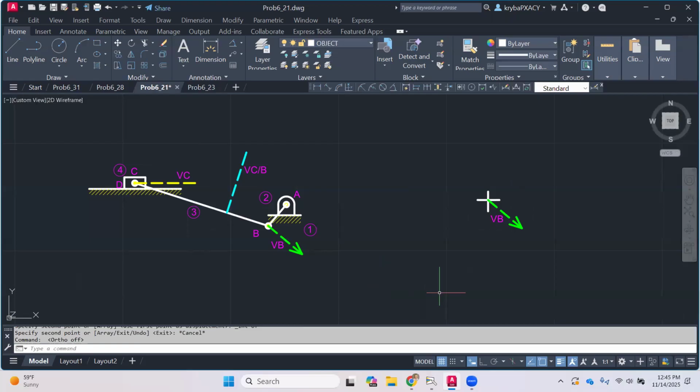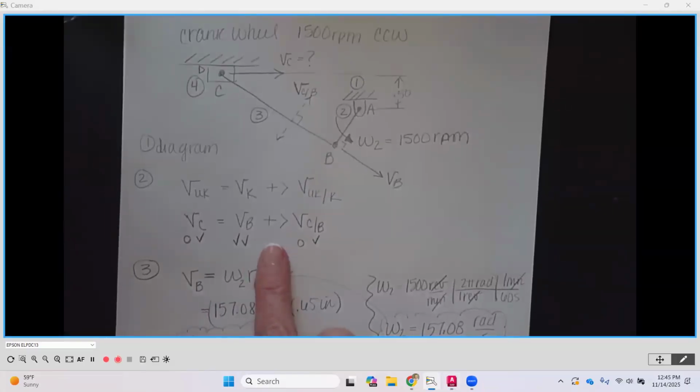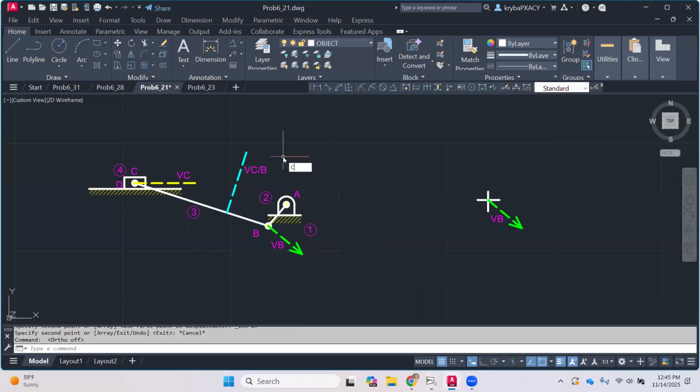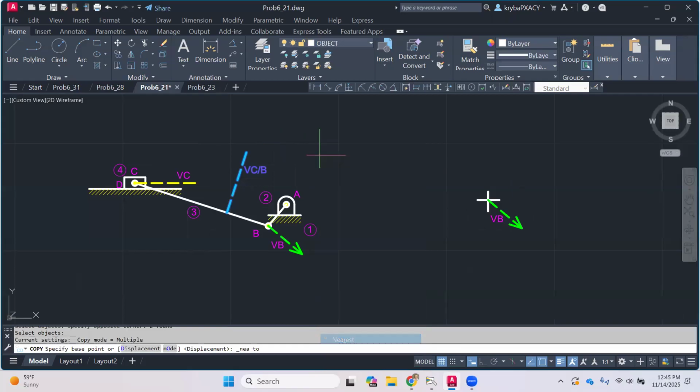Then I'm going to go back to my vector equation, and I need to add to B the velocity of C relative to B. So I'm going to go back over here and I'm going to copy the velocity of C relative to B. I'm going to grab it using the nearest along the length here because I don't know if it's going to go up and to the right or down and to the left. Okay, so again, copy, and I'm going to put it on the end point or the tip of B using the nearest object snaps.